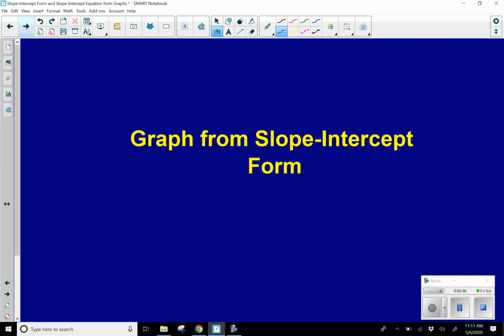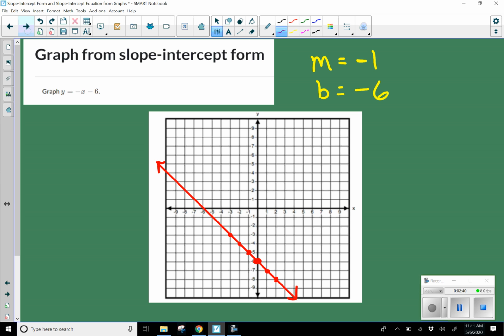Okay, let's talk about graph from slope-intercept form. Basically, you're going to have to graph lines in this skill. So they're giving you your slope-intercept form. It says graph y equals -x minus 6.